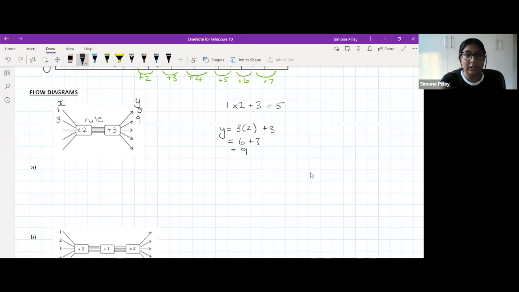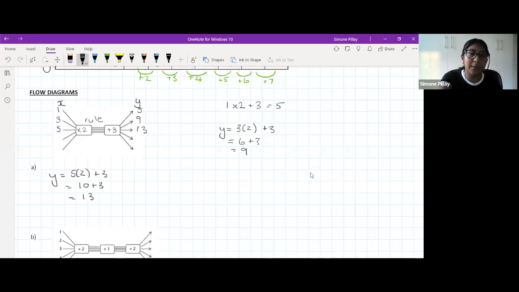Moving on, let's try 5. I seem to be liking the odd numbers today, so let's try 5. I'll do my calculation down here. What am I saying? I'm saying my y value is going to be 5 multiplied by 2 and plus 3. So I'm going to have 10 plus 3, and that is going to give me 13.